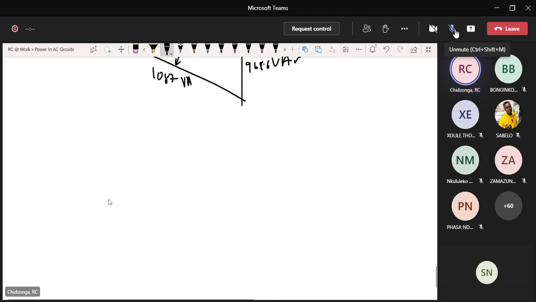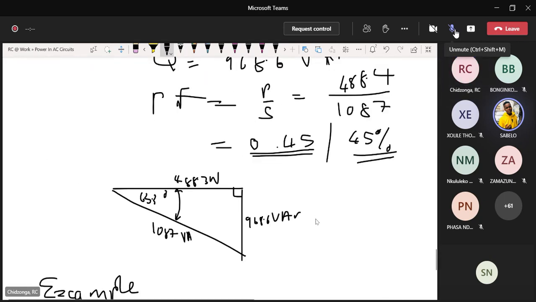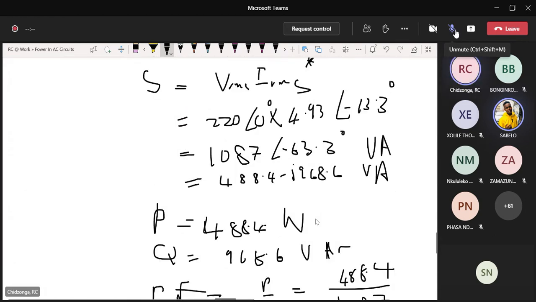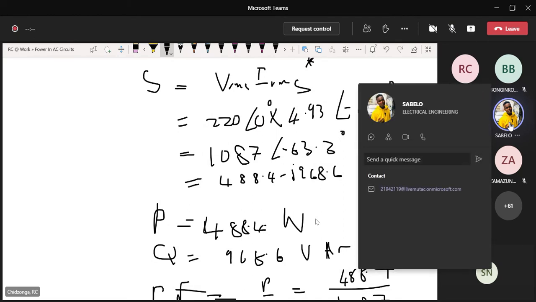I'll leave you with another example, Example 2. Before we move, sir, can you go back to where you introduced that conjugate, that star thing, S is equal to V RMS, I RMS star? That's where I'm confused. Where are you lost? Why do you have to put that star?